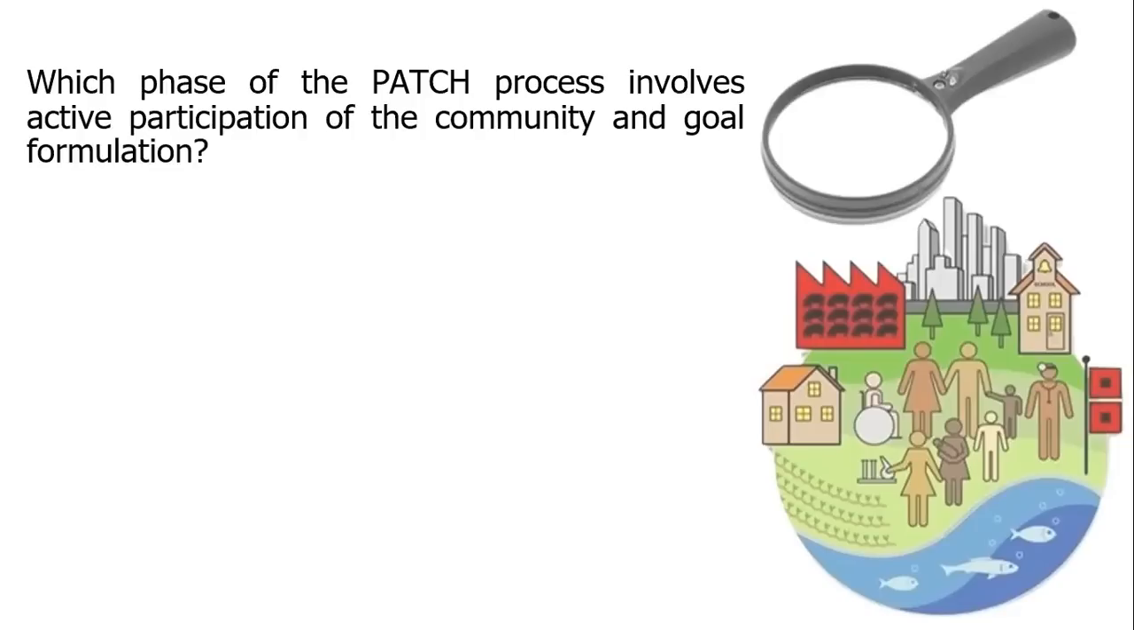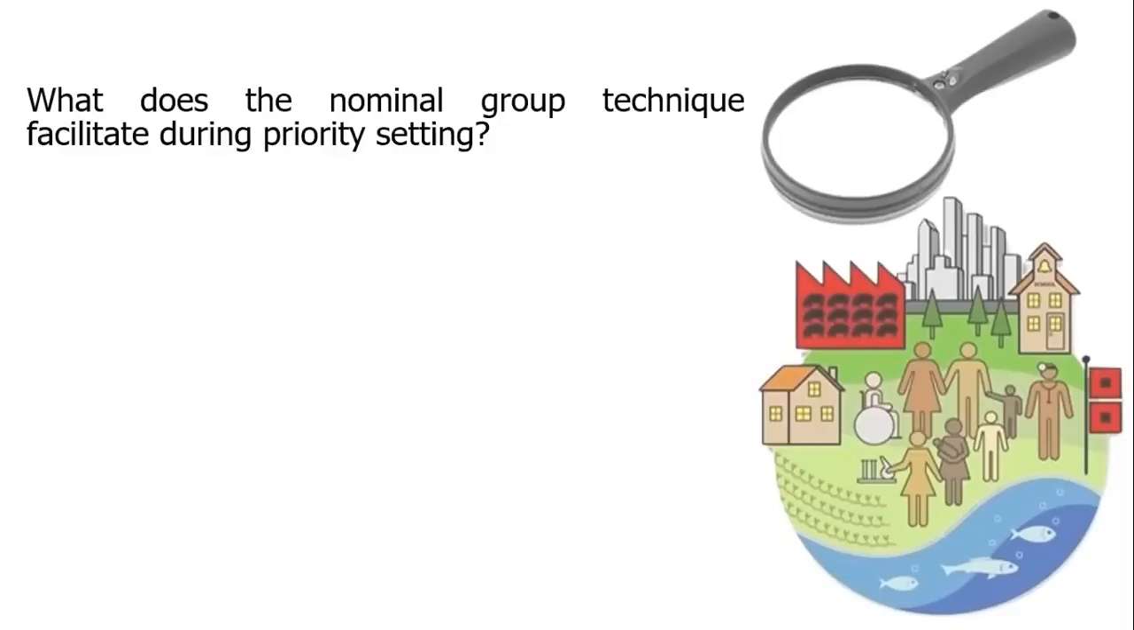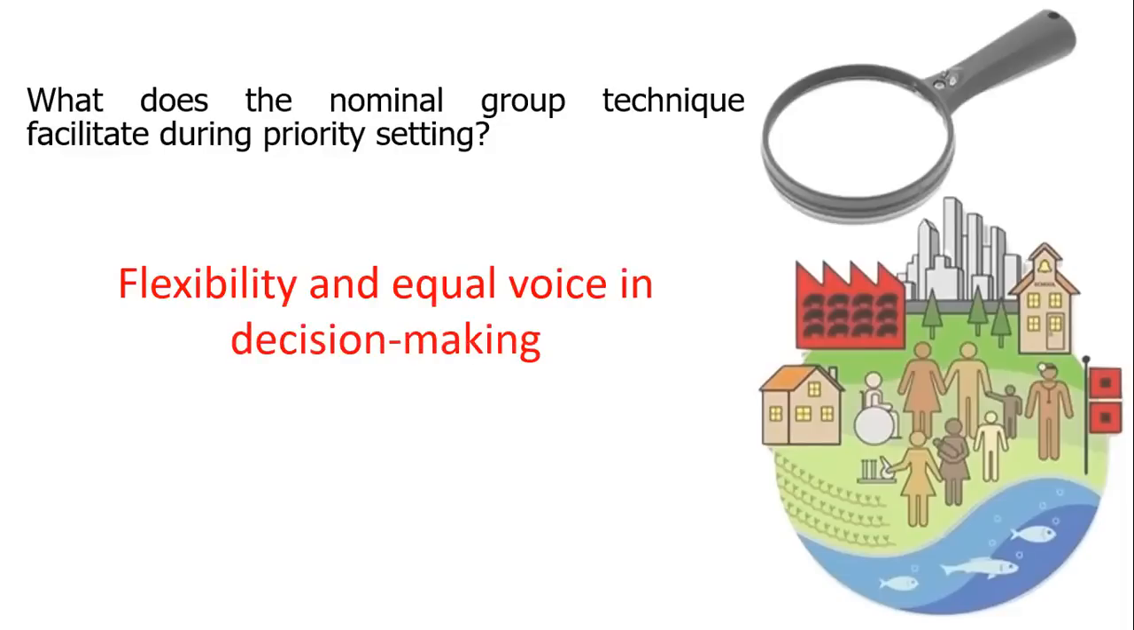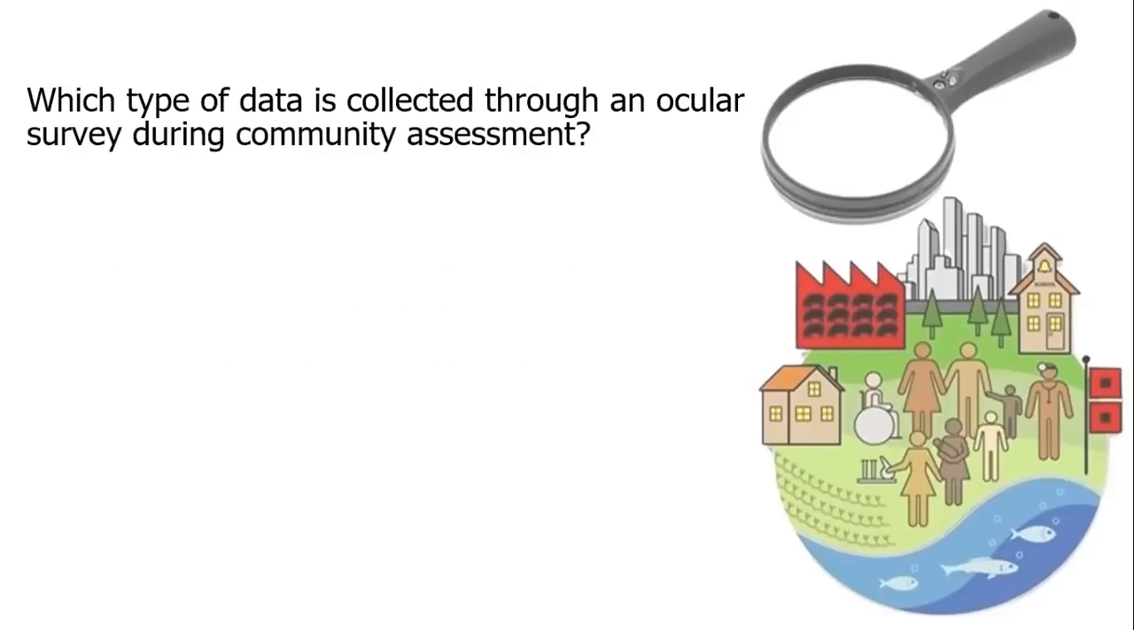Which phase of the PATCH process involves active participation of the community and the goal formulation? It's the planning. As a PATCH natin, sa planning yan. And then, what does the nominal group technique facilitate during priority setting? Flexibility and equal voice in decision making.